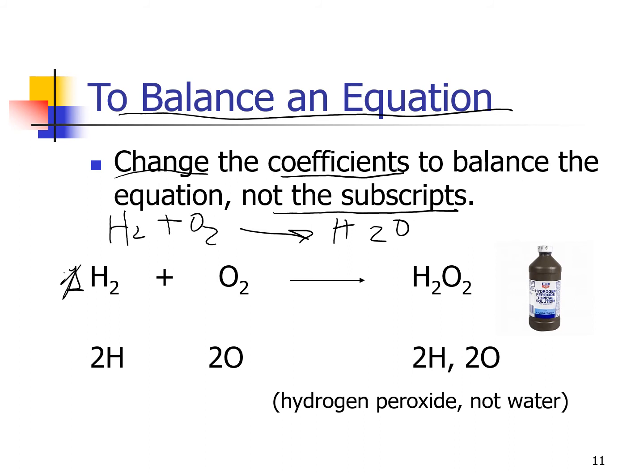We said we didn't have enough oxygens. Our hydrogens were balanced. So we could just add a coefficient of 2 to our oxygen and water, and then we would have a balanced equation. 2 hydrogens on the left, 2 oxygens on the left, and 2 oxygens on the right. That would be balanced. But if we change the subscript, we change the compound completely.